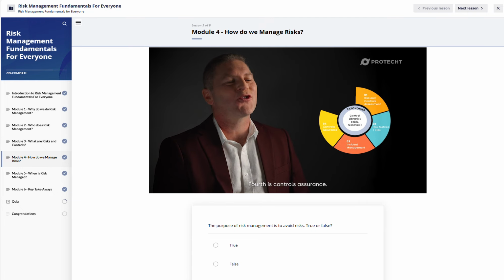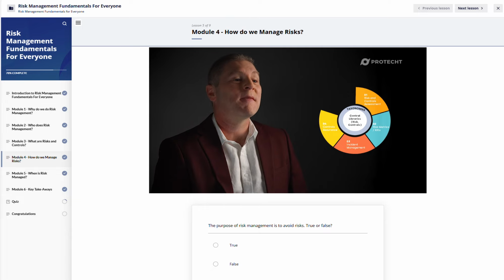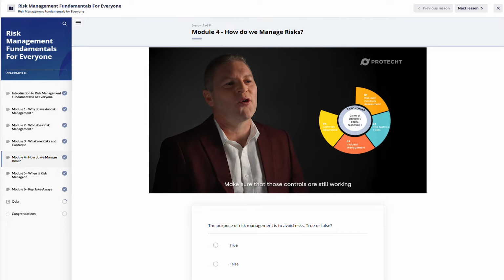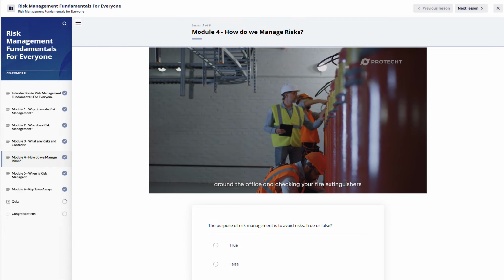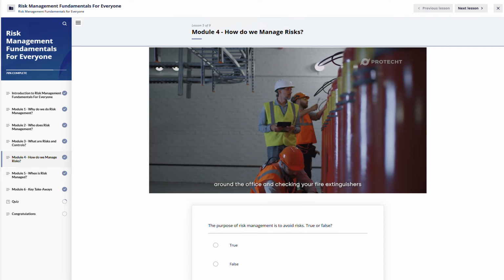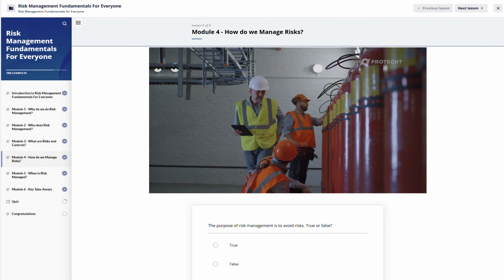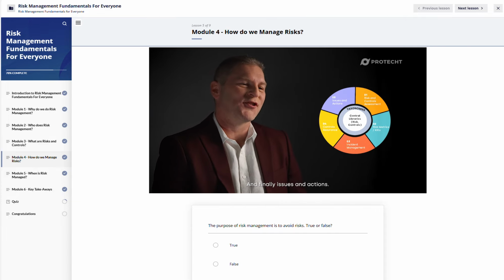Fourth is controls assurance. Now, there may be controls in place over some of the risks that your organisation faces. There may be a need, due to the importance of those controls, for someone to kick the tyres, make sure that those controls are still working as they are intended. For example, in your organisation, you might see people walking around the office and checking your fire extinguishers, or making sure that those smoke detectors are still working. This is controls assurance. And finally, issues and actions.